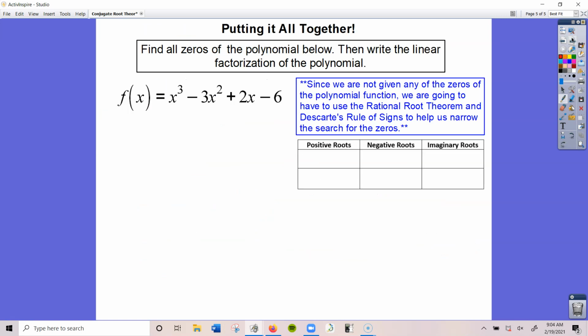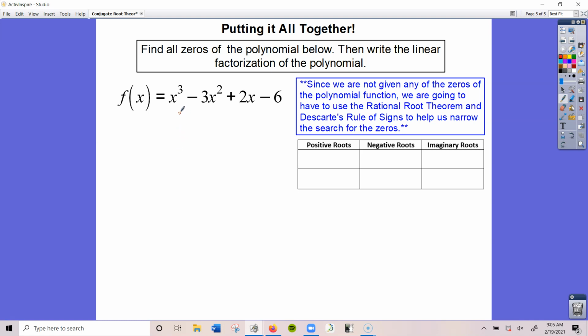Now let's put all of this together, all of these theorems that we have been using. We're going to find all of the zeros of the polynomial function, and then we're going to write the linear factorization of this function. So we're starting from the very beginning. We're going to use both Descartes' rule of signs and the rational root theorem. So I know I have to start off with that because I'm not given any roots. I'm not given any of the rational roots. I'm not given any of the complex roots. So if you know nothing about the roots, you have to use the rational root theorem.